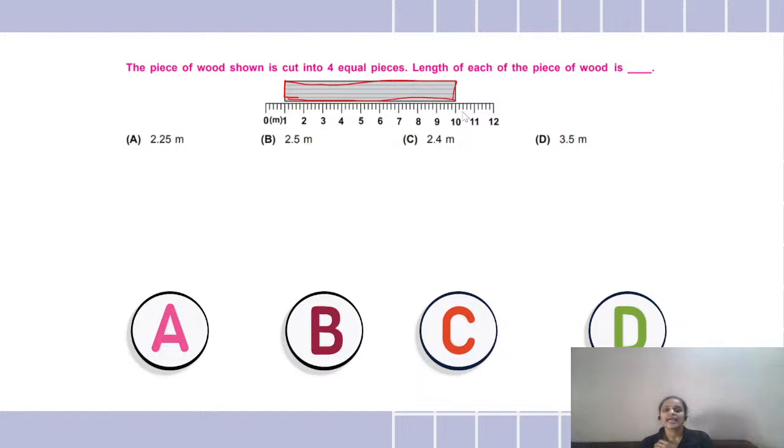What will be the length of each piece of wood that I'm going to get after cutting this into 4 equal pieces? So come on. Can you all quickly give me the answer?